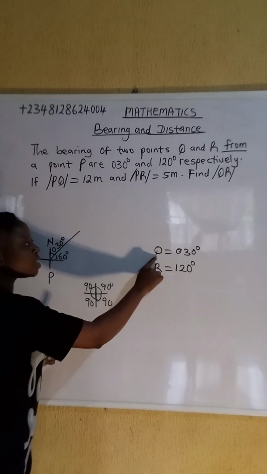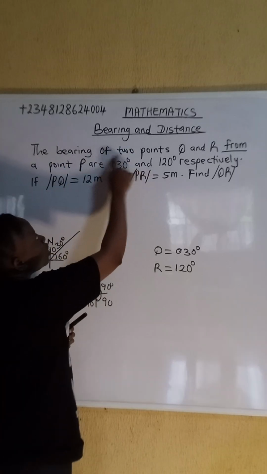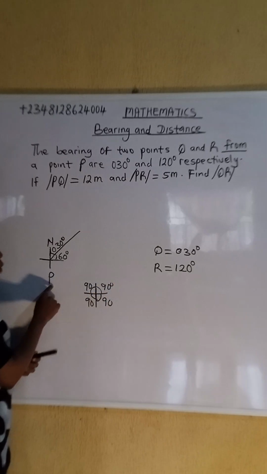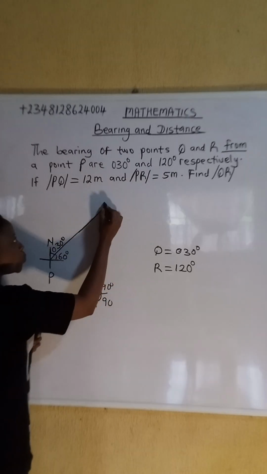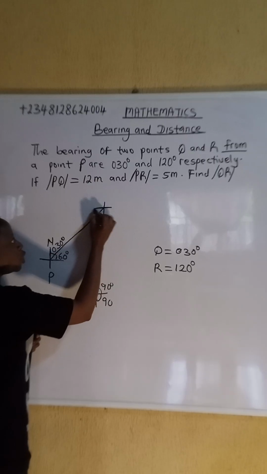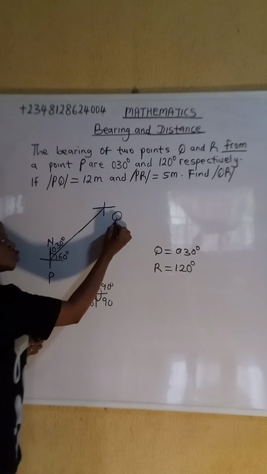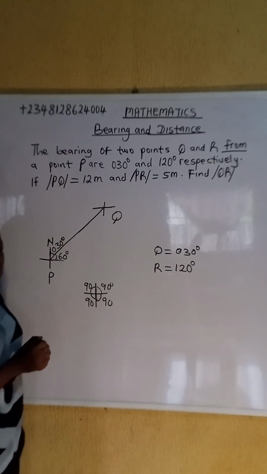So you have constructed the first angle. That is the bearing of Q from P. Now you trace it to the next point, which will be point Q. So you draw another 4 cardinal points at point Q.